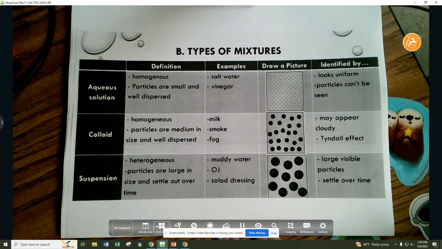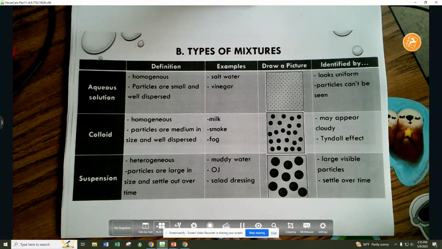And if we see the light beam show up, or the laser beam show up, we know that it's interacting with particles larger, meaning it has to be a colloid, not a solution. Suspensions are heterogeneous. So again, those are easier to pick out of a lineup. The particles settle out with gravity taking over time because they're large enough to, again, settle.